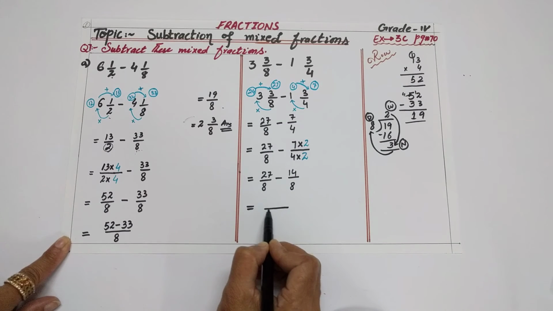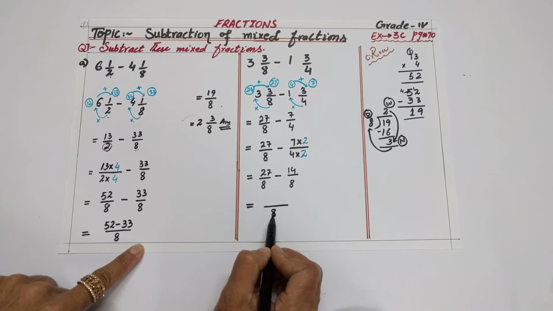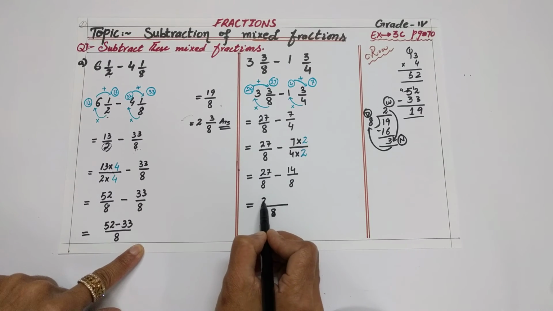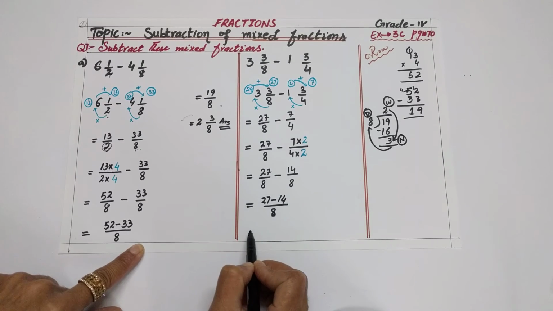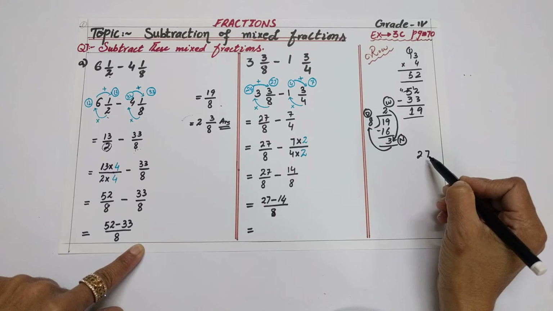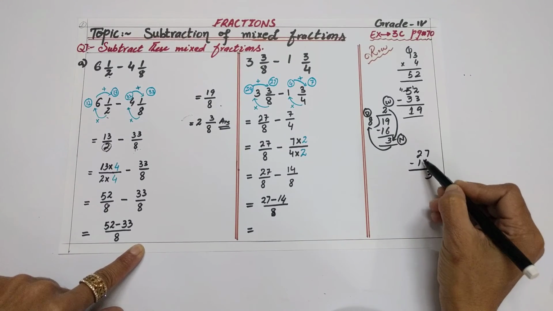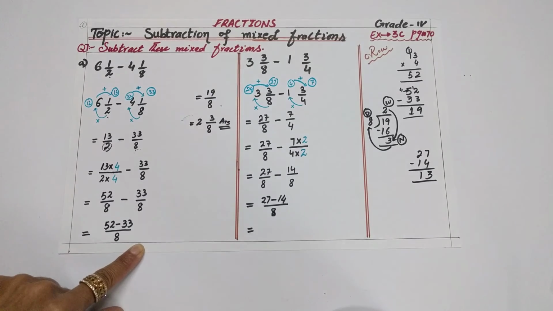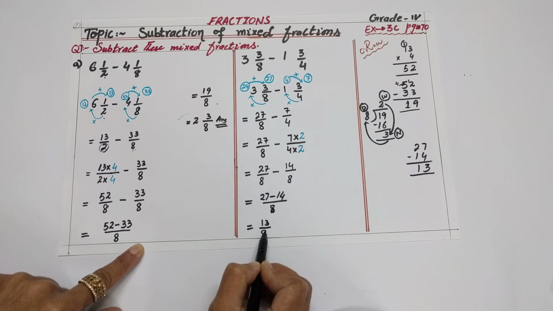So if your fractions have like denominators, then the denominator will be the common denominator and you can directly subtract the numerators. Now 27 minus 14. Sorry. 7 minus 4, 3. 2 minus 1 is equal to 1. So our answer is 13 by 8. We are getting 13 by 8.